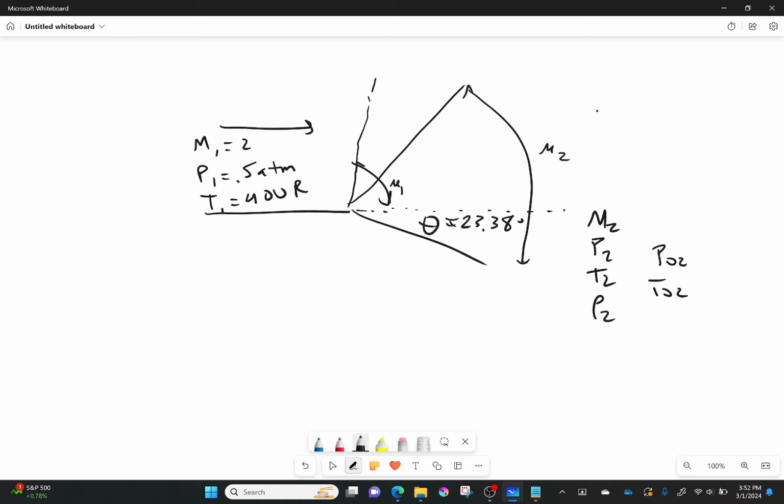Whoa, that's a lot of stuff. How are we going to do it? Very slowly, very carefully, one step at a time. Are we going to need the tables? Yes, we're going to need the tables for this. Otherwise, we're going to have some trouble there.